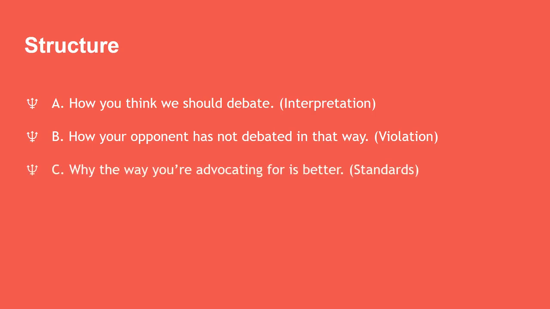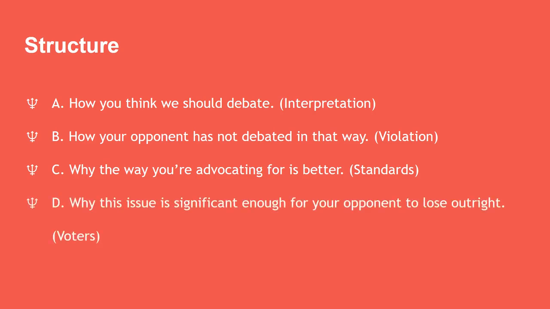Next, once you've proven that there's two different ways of looking at the debate, you advocate reasons why yours is better. We call that the standards. And lastly, once you've shown that your way of doing the debate is better, you just explain why that's a significant enough reason for you to win the entire round outright. That is where our fairness and education issue comes in, but also our a priori voting issue, which, again, we'll be talking about in a minute.